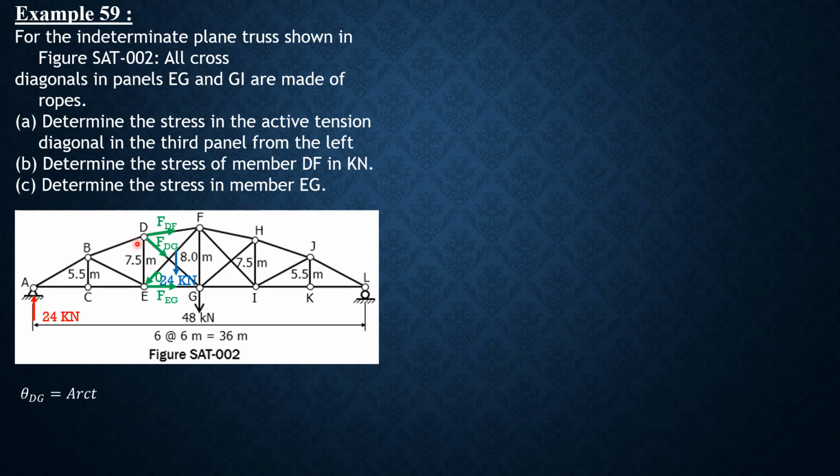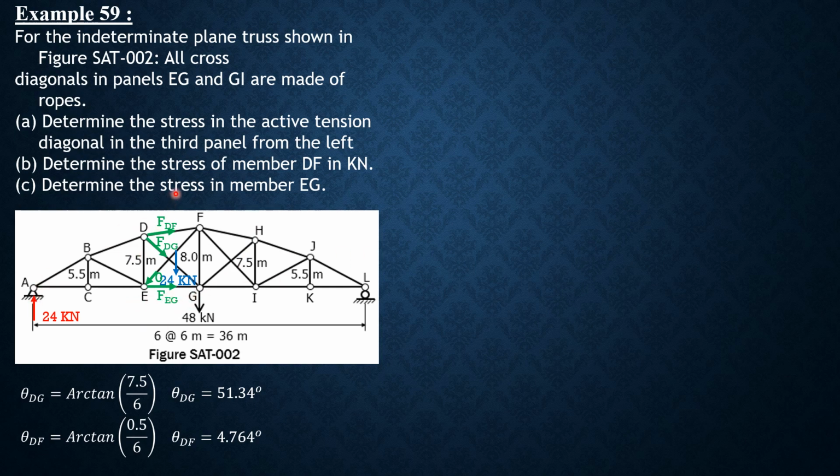So theta DG is arctan of 7.5 over 6. Theta DG is equal to 51.34 degrees, while theta DF is arctan of 8 minus 7.5 over 6. So theta DF is arctan of 0.5 over 6, which is equal to 4.764 degrees. We cannot determine right away the magnitude of the active tension diagonal FDG because of the other unknowns. But if we sum up moments about D, we answer letter C first, we can solve FEG.